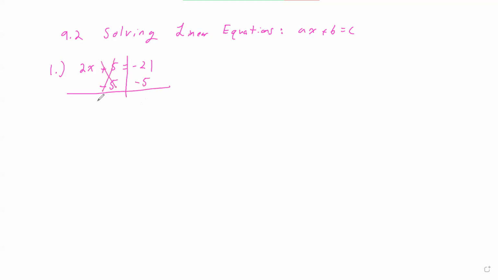That will go away, and then I still have 2x. And now what is negative 21 minus 5? Negative 26. And if you borrow 21 bucks, borrow another 5, now you owe that person 26 bucks. Now I'm back to a one-step equation. A number next to a letter indicates multiplication. So how do I get rid of the 2? Now I'm going to divide.